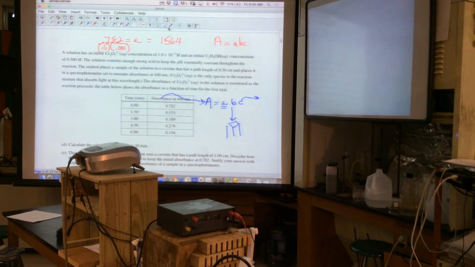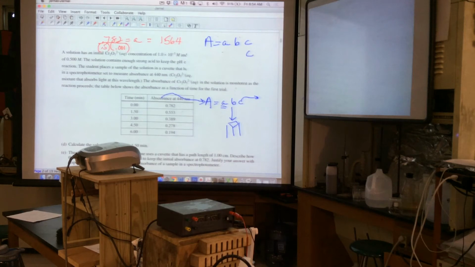Okay, now I'm ready to rock and roll. So now doing this here. Sorry if you can't see that. So now I know what? A equals abc. I'm trying to find what? My c. So c is equal to what? My absorbance over ab. I know what ab is.